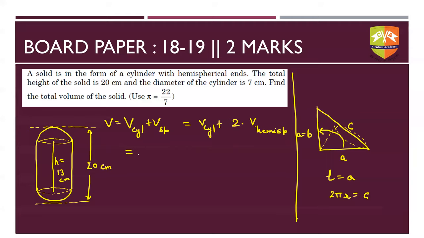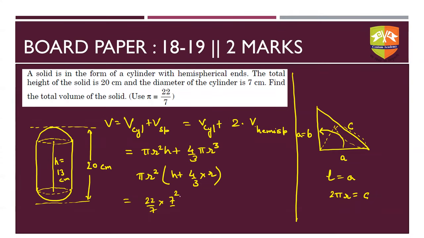Answer's done. So the volume of cylinder is pi r square h, and this will be 4 by 3 pi r cube. So pi r square is common: h plus 4 by 3 r. So pi ko 22 by 7 lena hai. So 22 by 7. And r is how much, guys? R is 3.5 centimeters. So I'll write 7 by 2. So 7 square by 2 square into h. H is 13 plus 4 by 3 into 7 by 2.